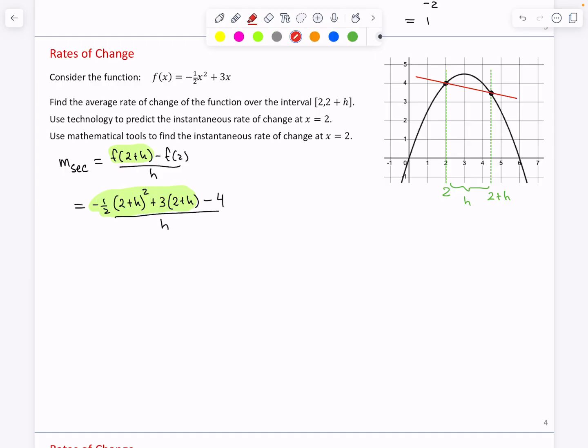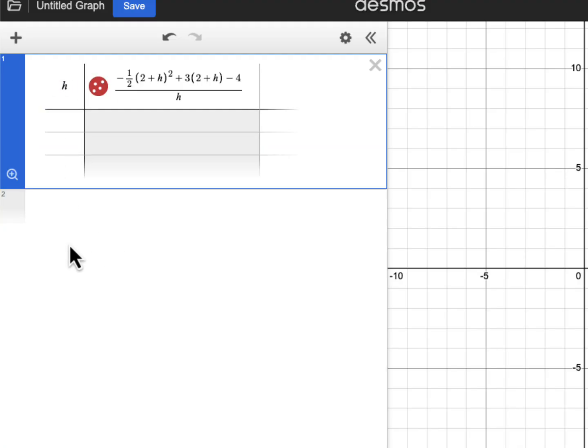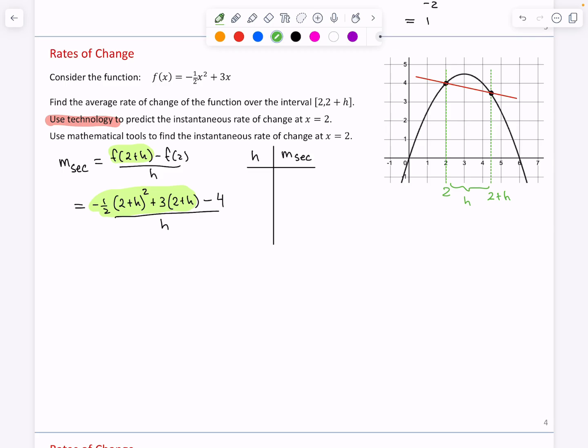So this is a formula that will give me the slope of the secant line if all you know is h. Let's use technology to predict the instantaneous rate of change at x equals 2. I'll make a new table. h will be the first header, and then I'll type in this whole thing and put a similar table in my notes. Let's let h be 3 to begin. That means I want to start at 2, but then go 3 units to the right.